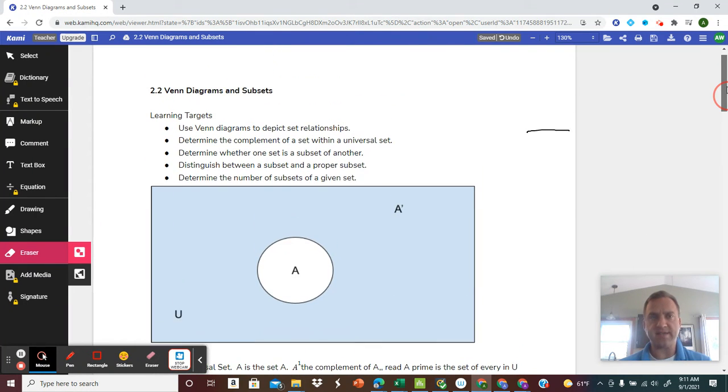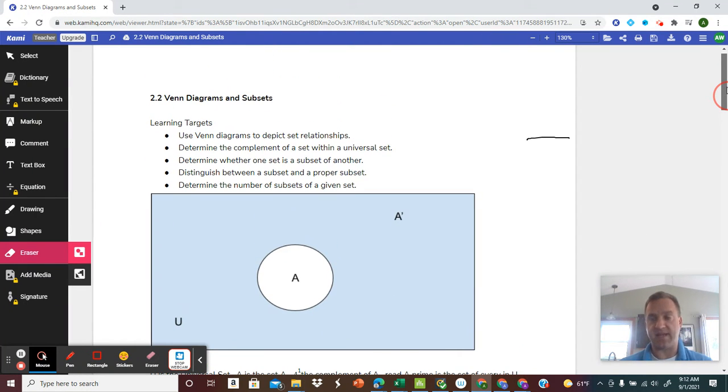So what we're going to do today is talk about Venn diagrams and subsets. So our goals, our learning targets, we're going to use Venn diagrams to depict set relationships. We're going to determine the complement of a set within a universal set.